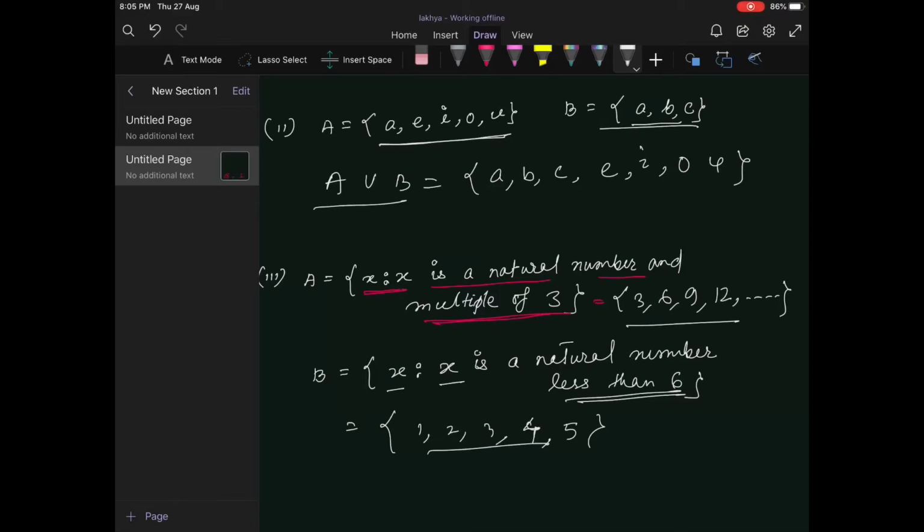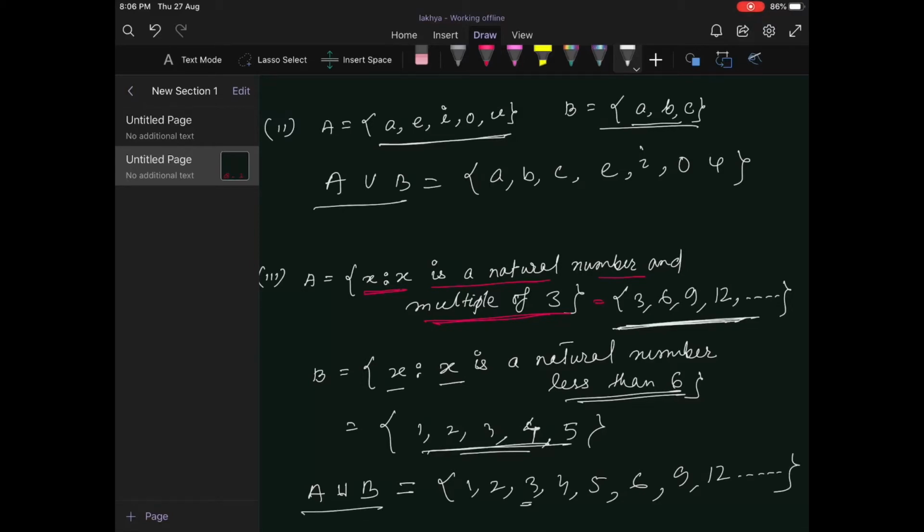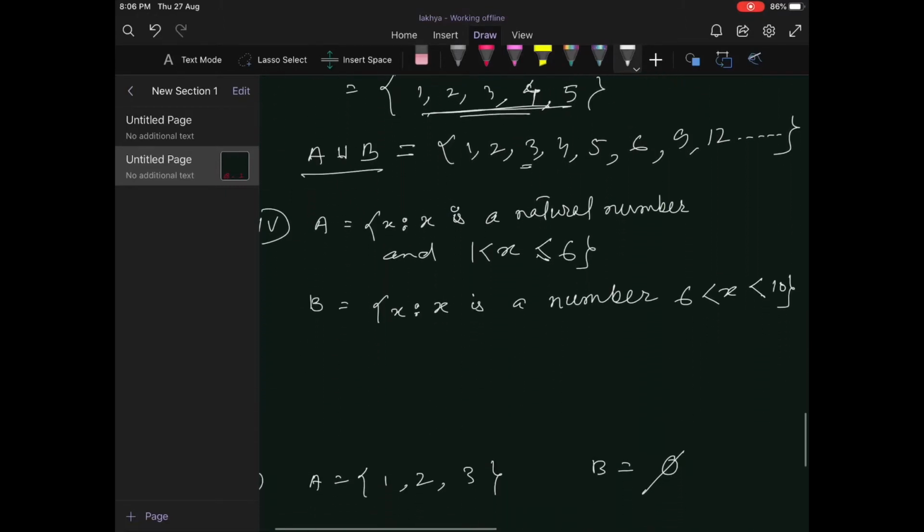So if you find the union of these two sets, A union B, then what will you get? Take the elements in both sets. The union of A and B will give 1, 2, 3, 4 and 5. These are the elements of set B. Then we have to take the elements of set A. So 3 is already included. Then let's start from 6, 9, 12 and dot dot dot, and so on. So that is A union B.